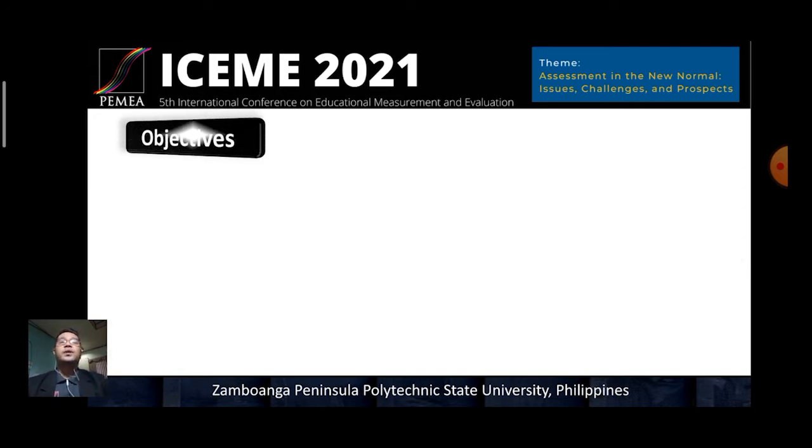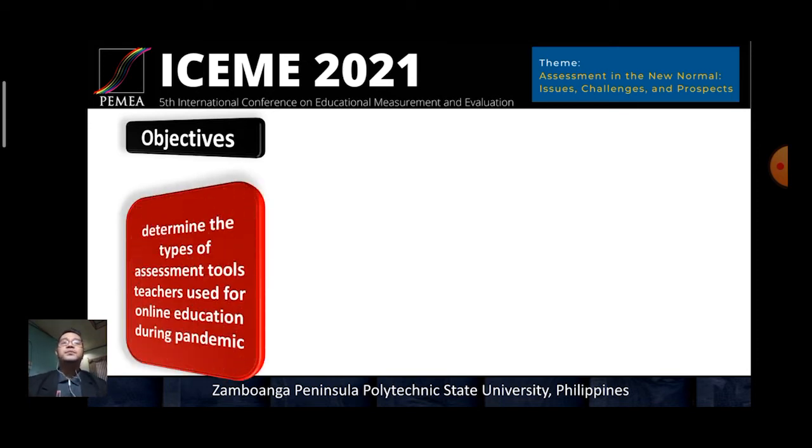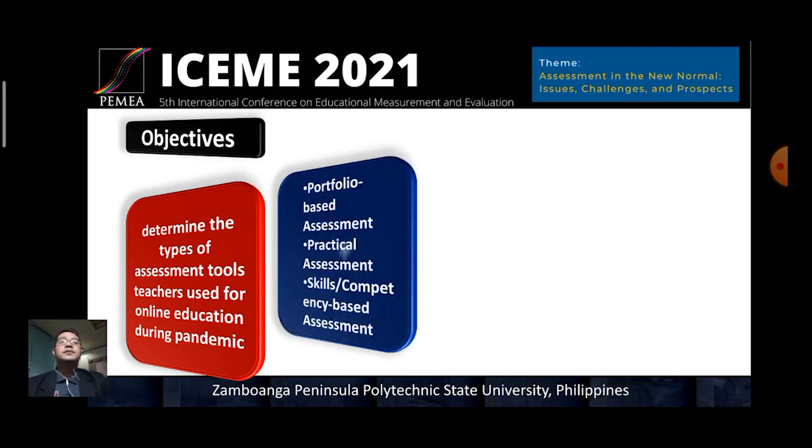So what were the objectives of the study? The first one is to determine the types of assessment tools teachers use in online education during the pandemic. These are practices in terms of portfolio-based assessment, practical assessment, specifically for technology and TLE subjects, and skills and competency-based assessments. This refers to subjects or certain outcomes which measure skills and competencies.